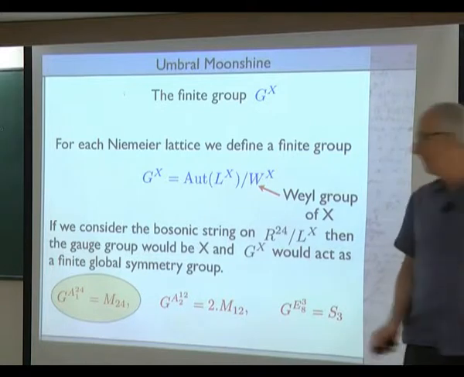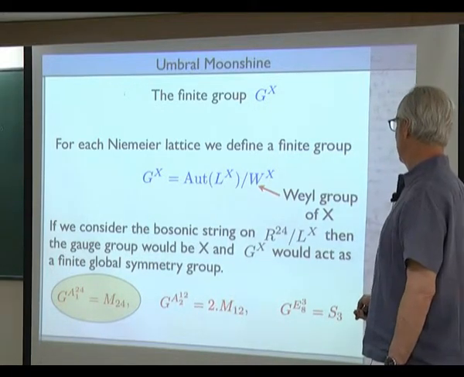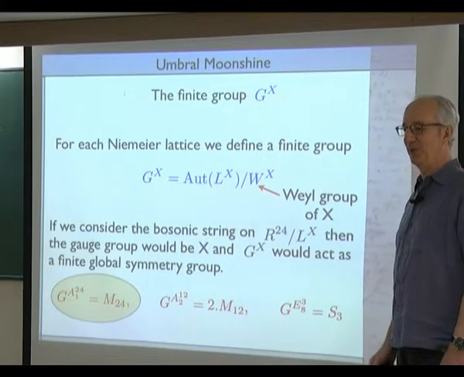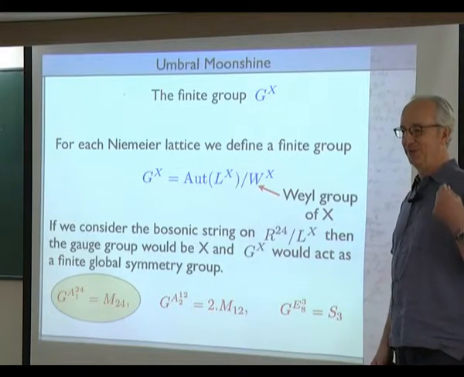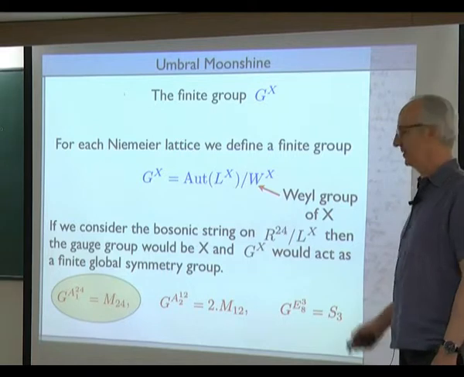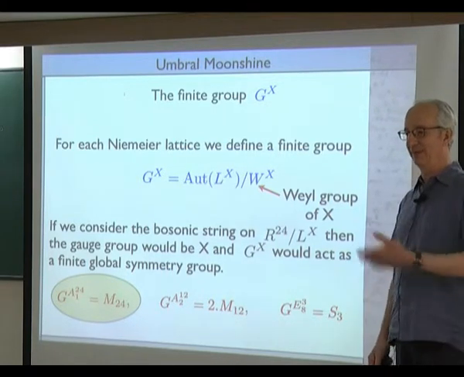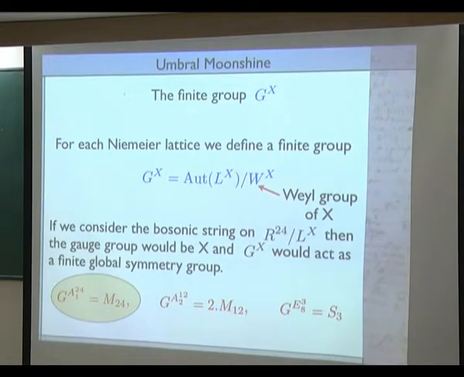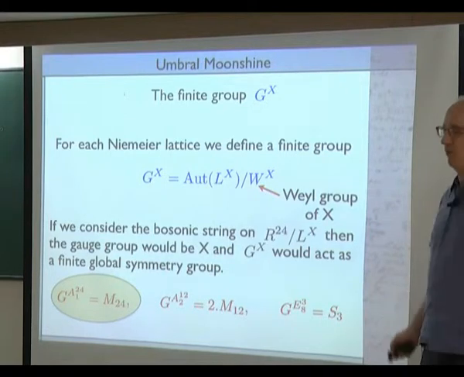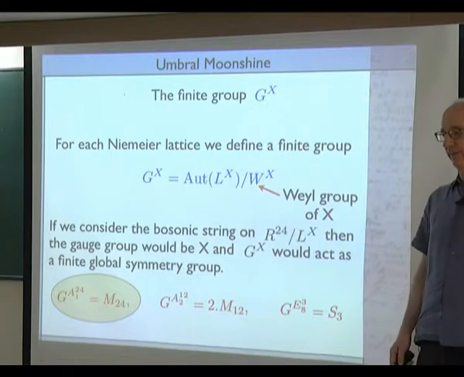Like 2.M12, maybe you explain that. Sorry? What do you mean by 2? So 2.M12 is related to M12 in the same way that SU2 is related to SO3. Namely, there is a Z2 normal subgroup, and if you quotient by that Z2, you get the group M12. So it's just that finite group theorists use this notation to indicate that. M12 is a subgroup of M24? M12 is a subgroup of M24, but 2.M12 is not a subgroup of M24. So it's a little bigger than that.